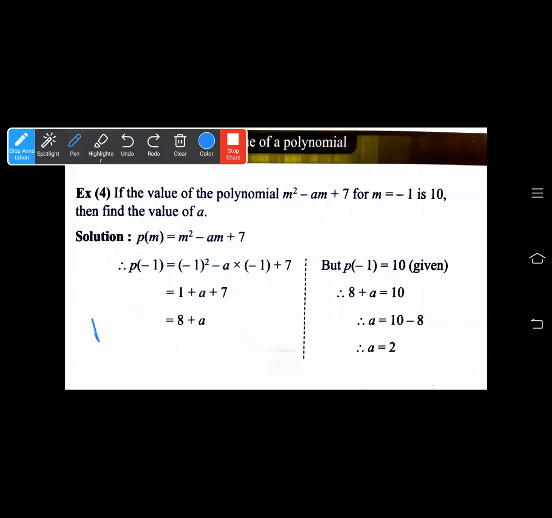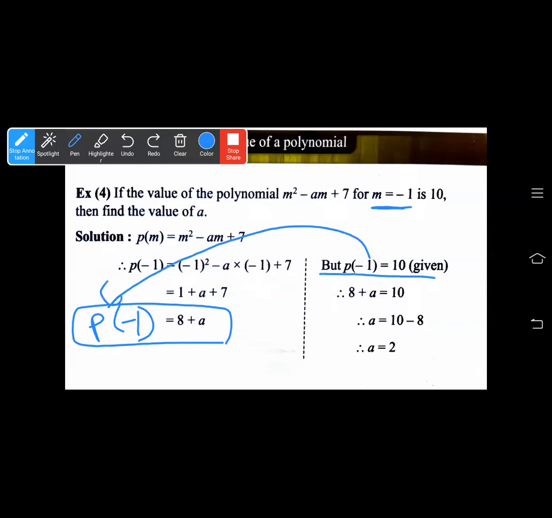Keep this in your mind. P of -1 is 8 plus a. After putting m is equal to -1, we are getting p of -1 is equal to 8 plus a. And also it is given in the question p of -1 is 10. So both are equal. That means these two are also equal. 8 plus a equal to 10. After solving this equation, this is a linear equation. A is equal to 10 minus 8. Then therefore a is equal to 2.